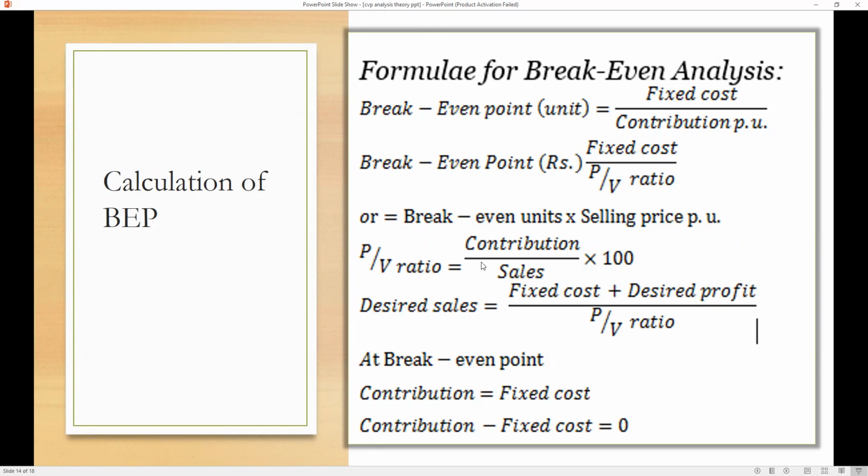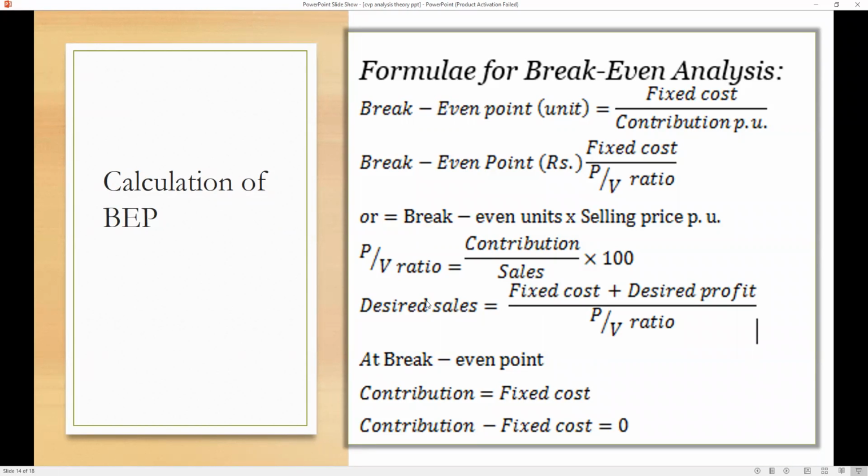Now PV ratio is equal to what? Contribution divided by sales into 100. This we saw in the previous slide when we were talking about PV ratio. And further formulas that we are going to derive and use are calculation of desired sales to earn a desired profit, or calculation of desired profit to earn the given level of sales. So the formula would be desired sales equal to fixed cost plus desired profit divided by PV ratio.